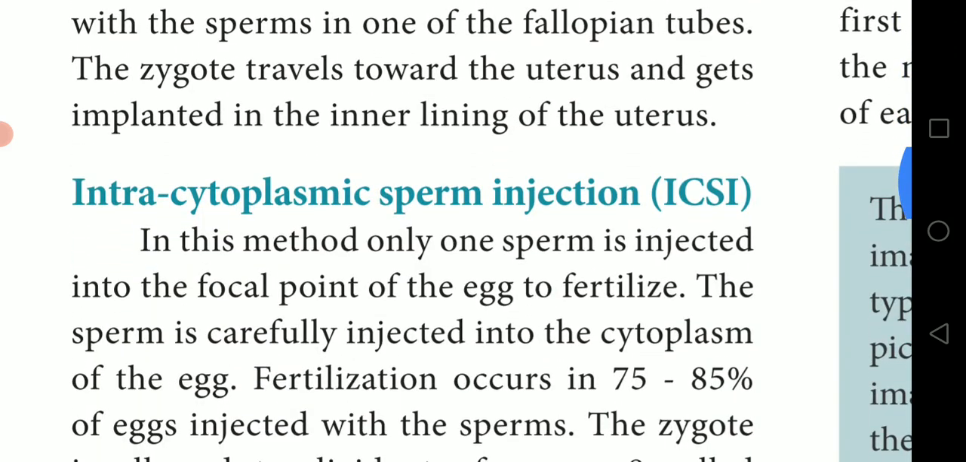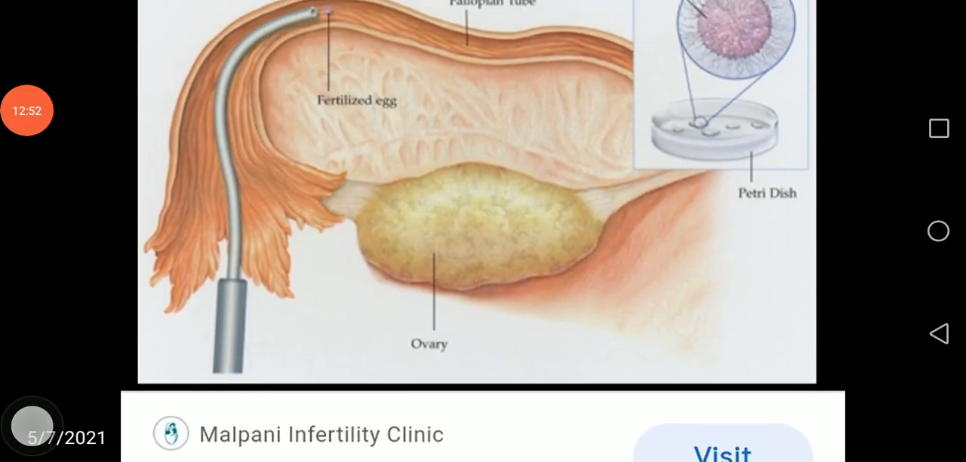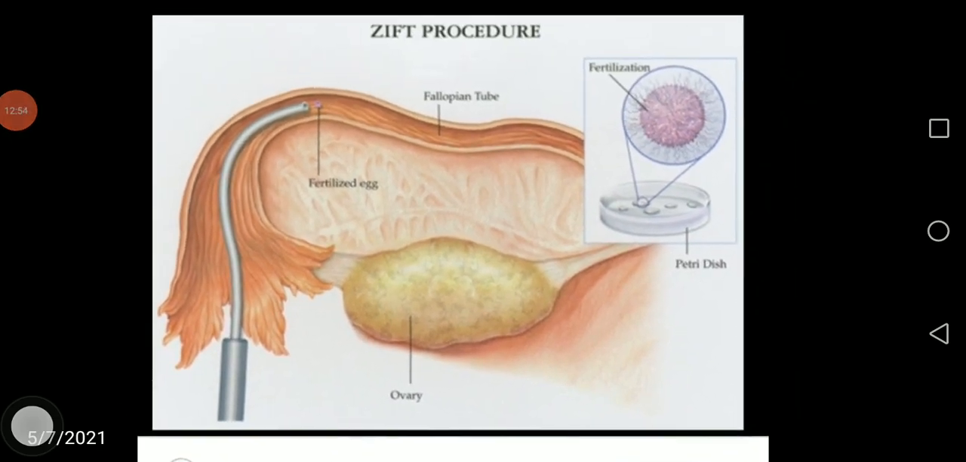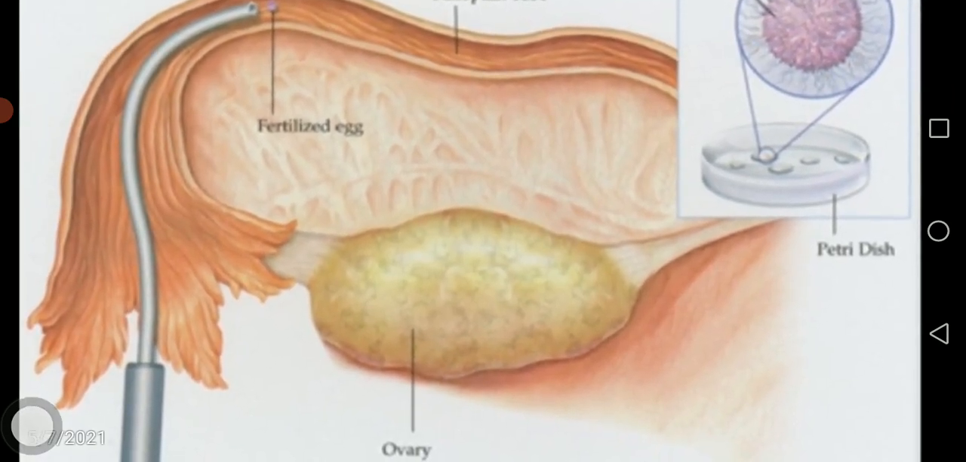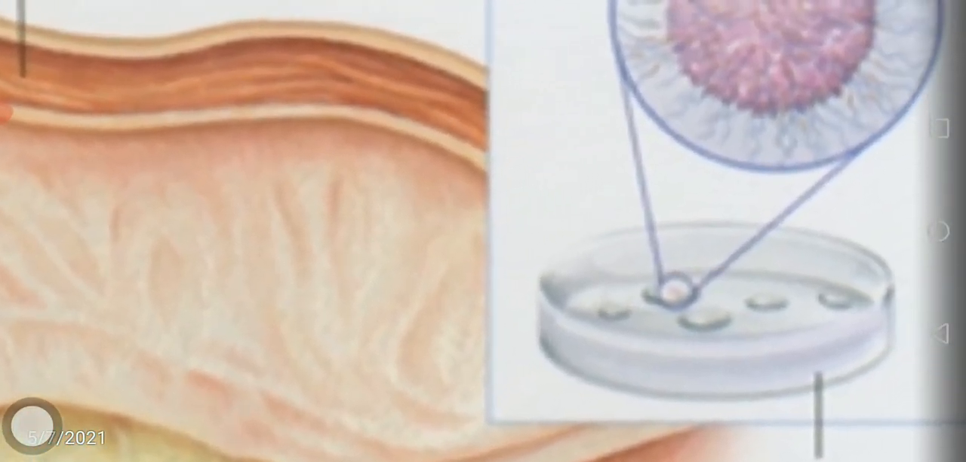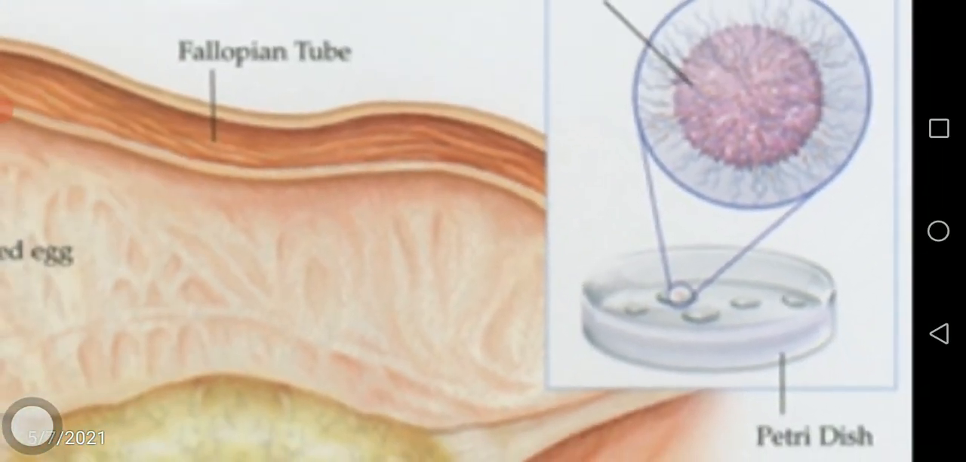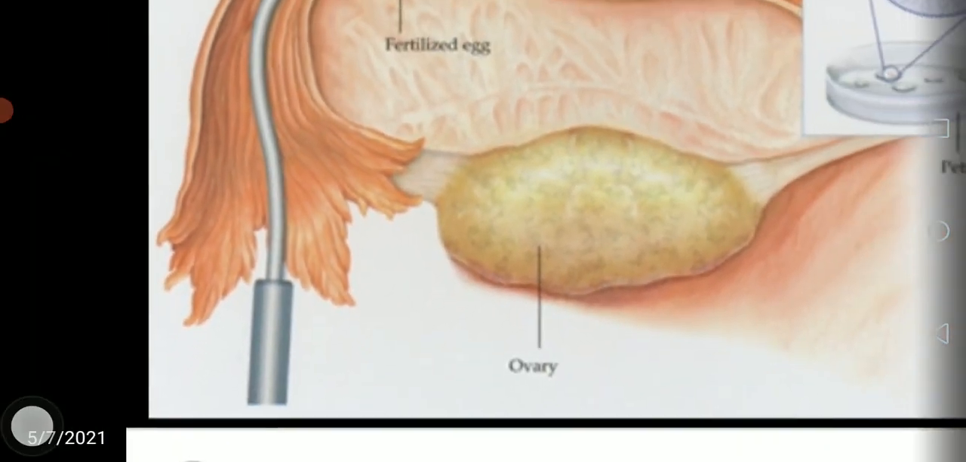by laparoscopy. With the help of laparoscopy, when the zygote develops into 8 blastomeres, the cells undergo divisions up to 8 cells. At this stage, they transfer the 8 blastomere stage into the fallopian tube by laparoscopy. The zygote continues its natural divisions and migrates towards the uterus, where it is implanted.